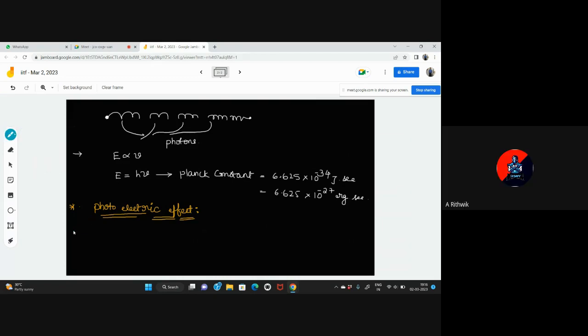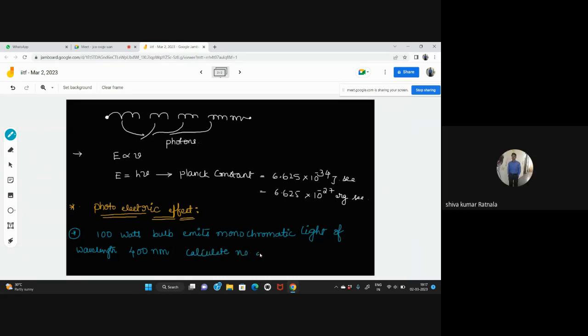A 100-watt bulb emits monochromatic light of wavelength 400 nanometers. Calculate the number of photons emitted.